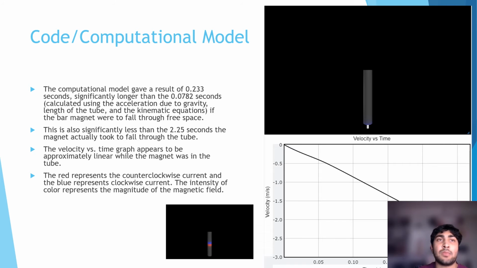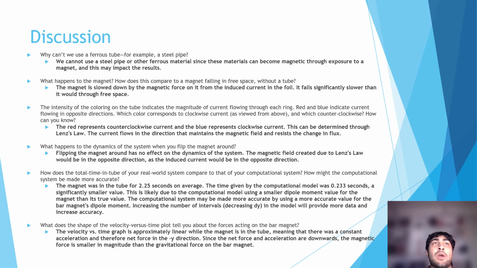The intensity of color represents the magnitude of the magnetic field shown on the bottom, and the graph is on the right. Discussion: Why can't we use a ferrous tube, for example a steel pipe? We cannot use a steel pipe or other ferrous materials since these materials can become magnetic through exposure to a magnet, and this may impact the results.